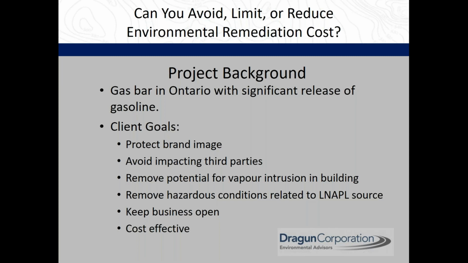We also had an issue with vapor intrusion with complaints in the building on the property itself. We also had some conditions relating to LNAPL, which is free product that was in the ground below the site. And the client wanted to do everything they could to keep the business open or come up with a remedial plan that had the least impact on their business. And the challenge to Dragun was to deal with all of these above issues in a cost-effective manner.